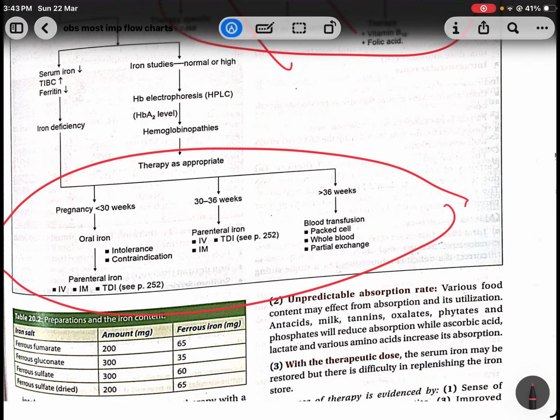Again, the major important thing is when the delivery date is near, you have to have blood available. So you give either parenteral iron or blood transfusion based on the patient. Again, if it's severe, obviously anywhere, anytime you have to give blood transfusion.